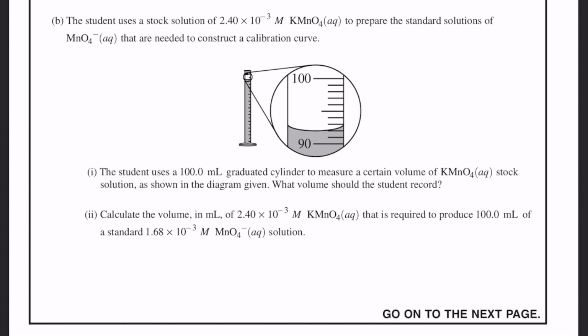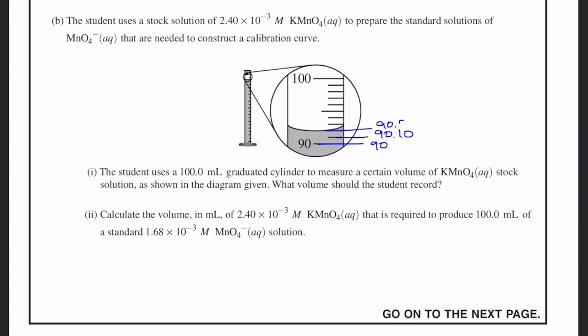For part B, this is a measurement question, and this is a question where I would anticipate sig figs being an important thing, so you need to pay attention to that. So we've got a stock solution that they are measuring in a graduated cylinder. What volume should the student record? So this is 90 milliliters. This is going to be 90.1, and this is going to be 90.2.